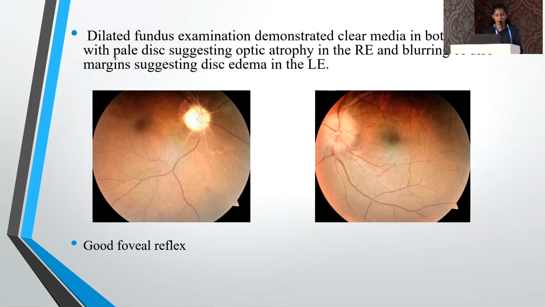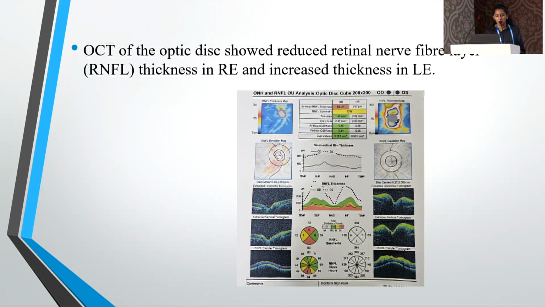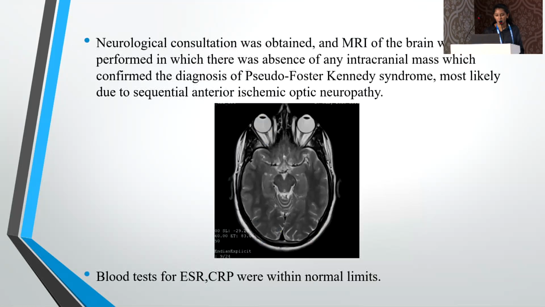Dilated fundus examination demonstrated clear media in both eyes with a pale disc suggesting optic atrophy in the right eye and a blurring of disc margins in the left eye suggestive of disc edema with a good foveal reflex noted in both eyes. OCT of the optic disc showed a reduced retinal nerve fiber layer thickness in the right eye and increased thickness in the left eye, correlating with the disc edema.